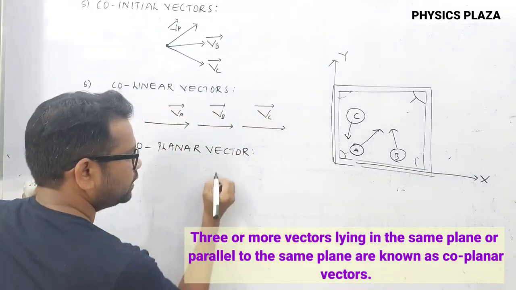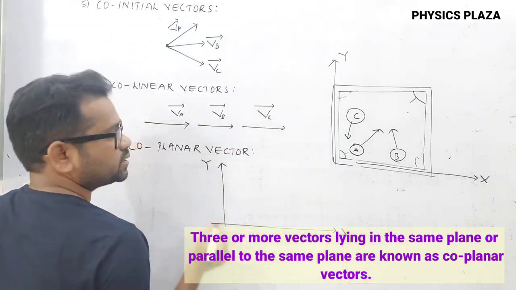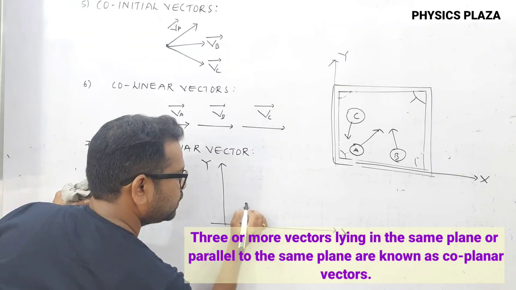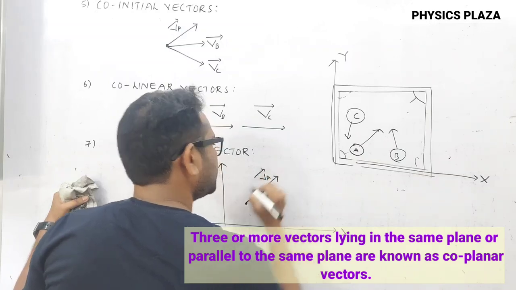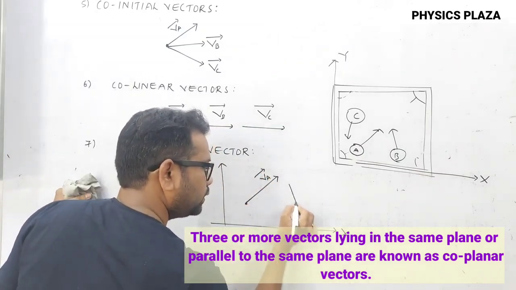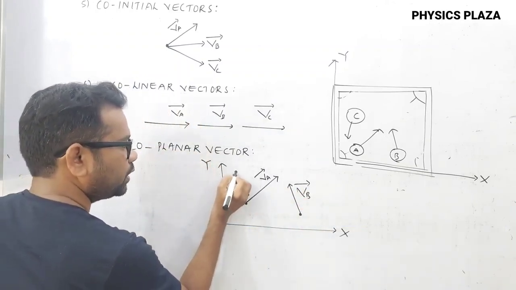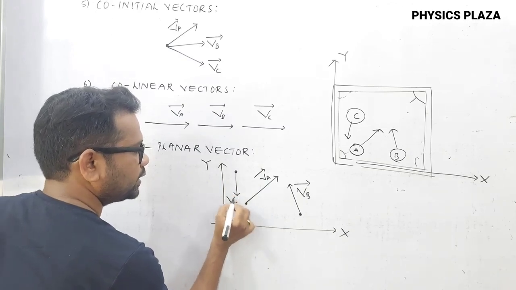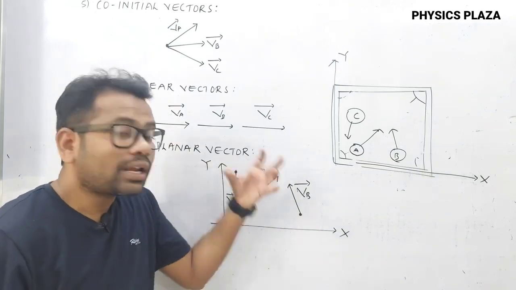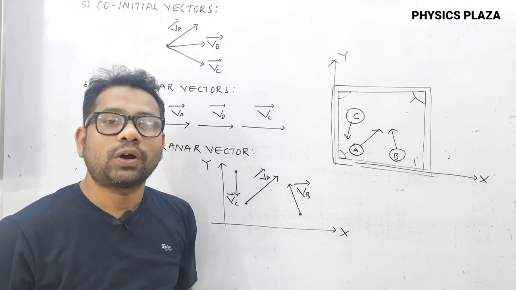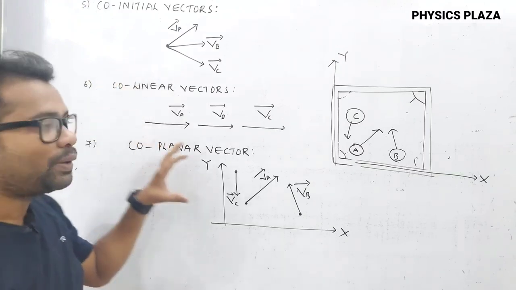So how can we represent this? Let us take here the x-axis and here the y-axis. Now let us take their velocities only. Here is the velocity of coin A, VA, in this direction. This is the velocity of coin B in this direction. And this is the velocity of coin C. Whatever may be the velocities, children, all these vectors are lying in the same plane. Such vectors are called coplanar vectors. Okay children, so this is about co-initial vectors, collinear vectors, coplanar vectors. Just copy it.